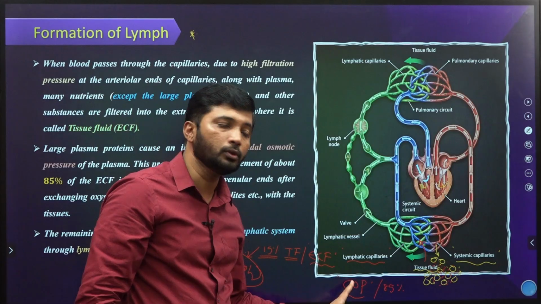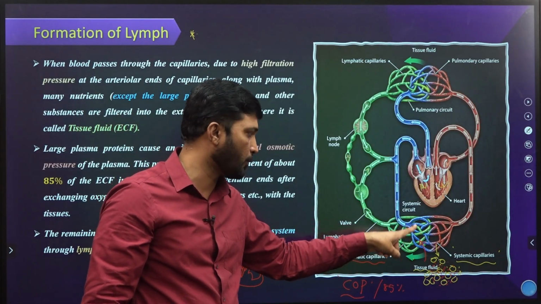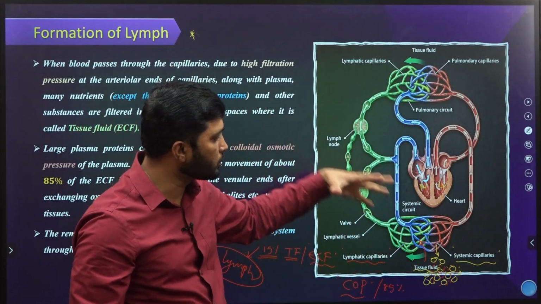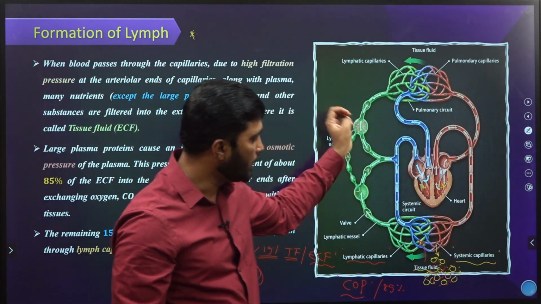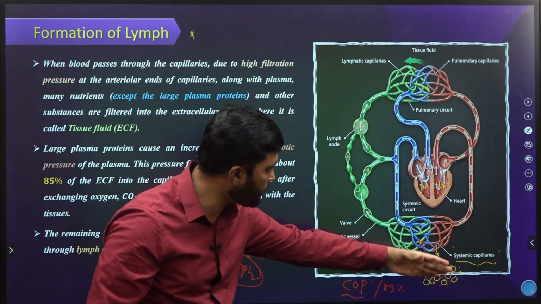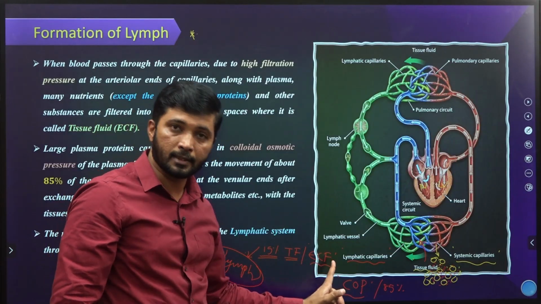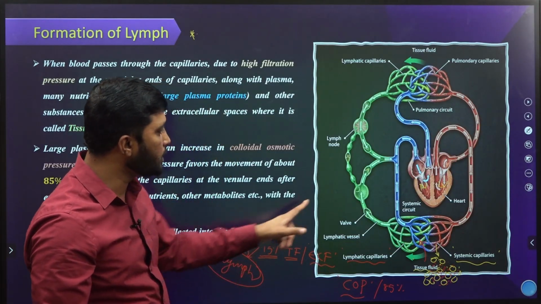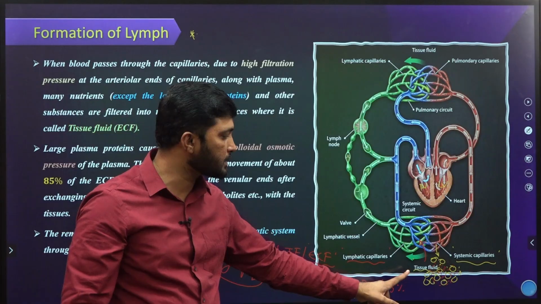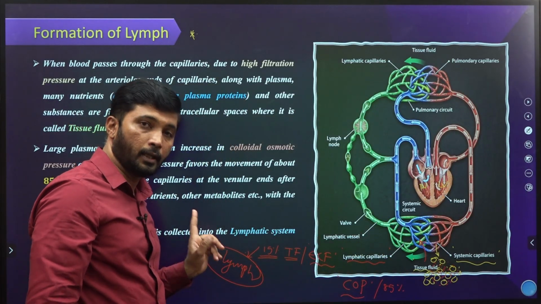Due to the presence of the proteins in the venous system of the blood, they capture the maximum tissue fluid from the tissues, that is 85% of the tissue fluid, back. The remaining 15% of the tissue fluid, that is the ECF, is absorbed into the lymph capillaries. Once the tissue fluid is absorbed into the lymph capillaries, it is now called lymph.